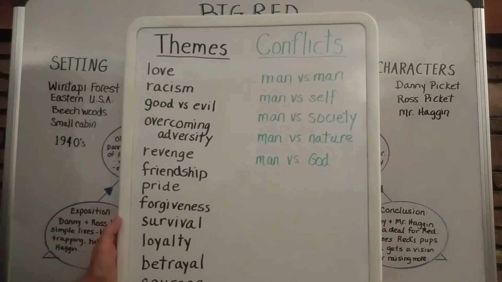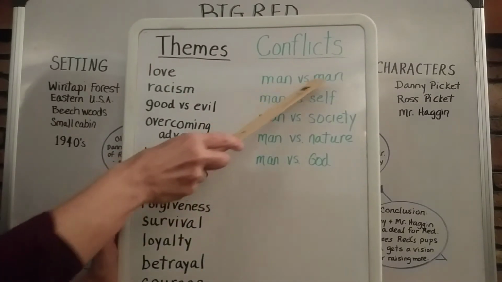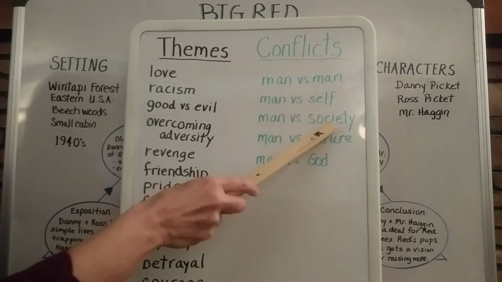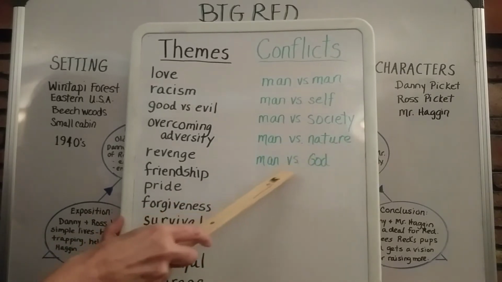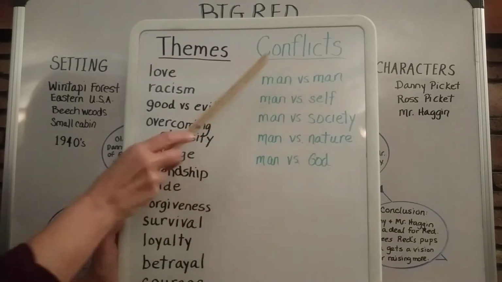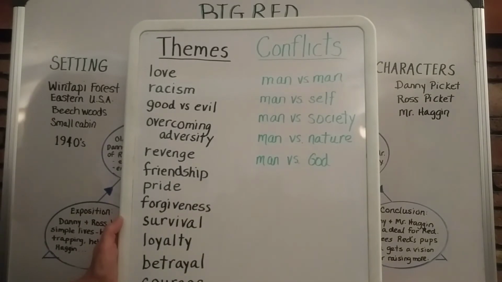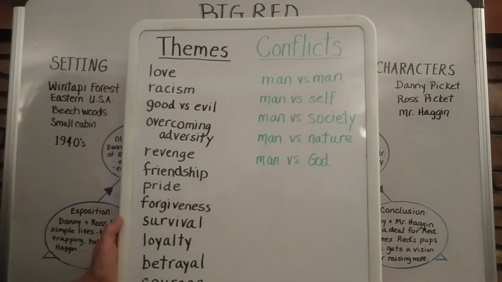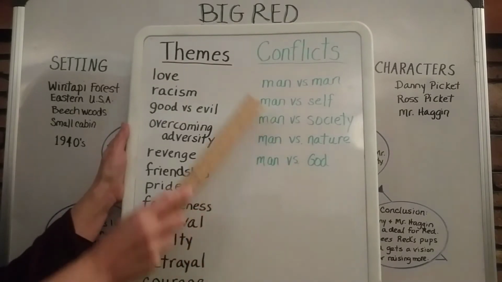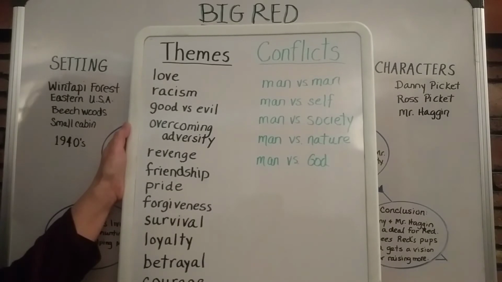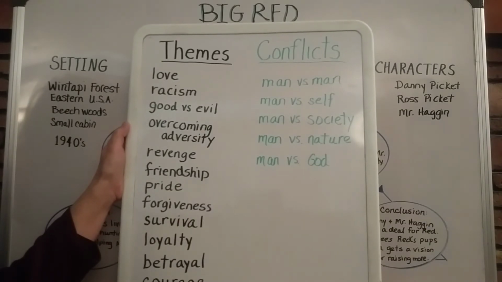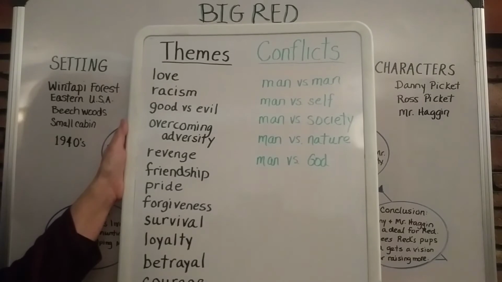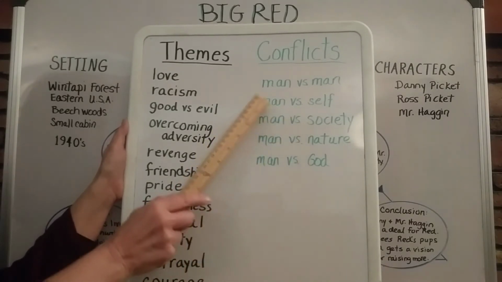Now, let's do conflict first. There's man versus self, man versus society, man versus nature, and man versus God. These are the general conflicts that you see in literature. Not all of these will apply to this book. Which one of these do you think applies to Big Red? And there can be more than one. Man versus self is when a main character in the book struggles within himself to overcome certain things in himself.